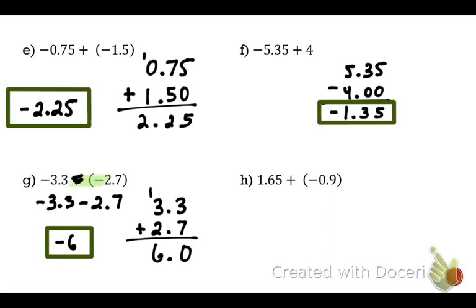Zariana, same sign or different sign? Different. Different sign, so what should I do? Subtract and take. 1.65. Do I need to line up the decimal point? Yes, so I will have one placeholder right there. When you subtract, Zariana, 5 minus 0? 6 minus 9? You can't do that. Okay, so we borrow, 16 minus 9.